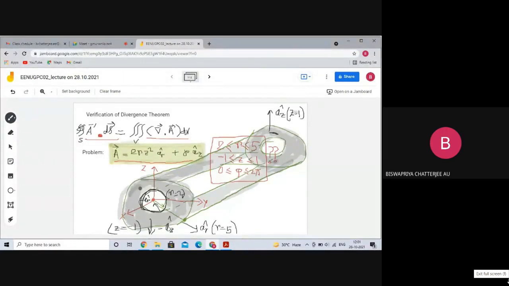And similarly, this bottom surface is acted along minus AZ direction. So it will be acting along minus AZ direction, and it is again a constant Z surface. The equation of this surface is Z equal to -1, as per the ranges available in the statement of the problem.